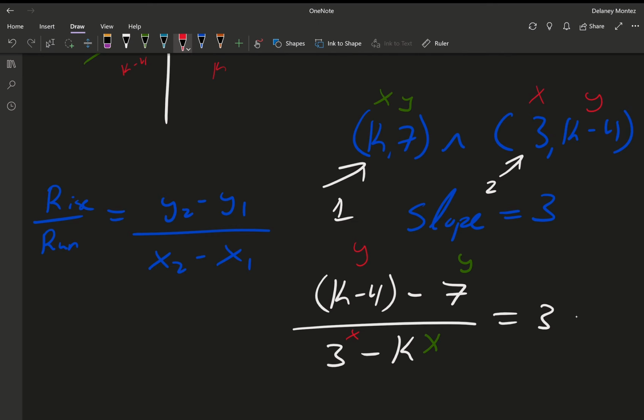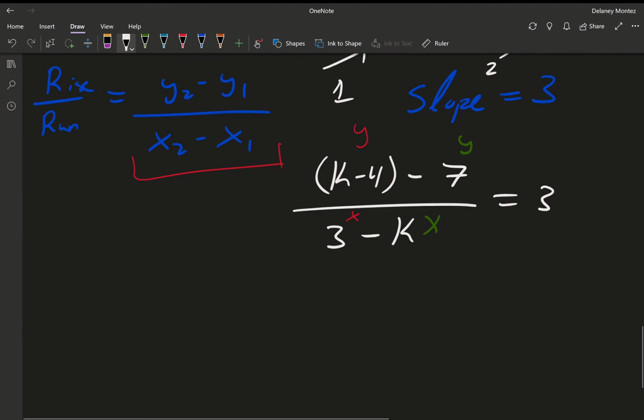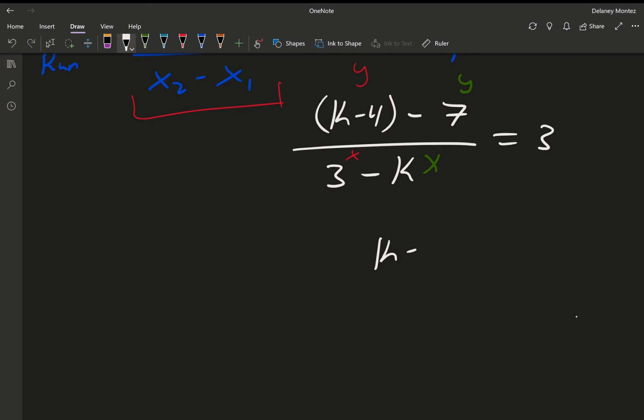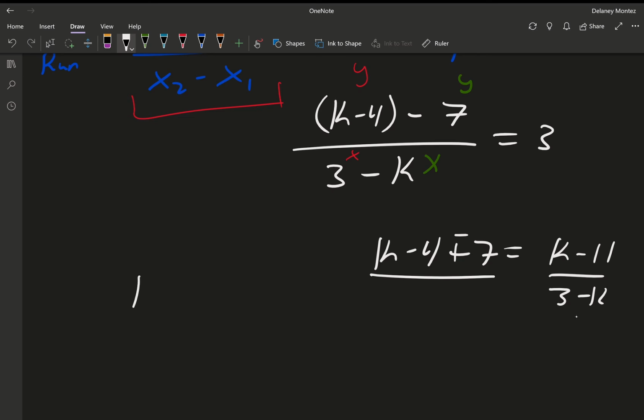So you have your y value, right? k minus 4, that goes there. You have your y value for this point, 7. You have your x value, 3, and your x value here, k. We're just applying this formula here. Okay, so if we solve this, we'll have k minus 4 minus 7, right? This gives us k minus 11, so that's on top. On bottom, we just have 3 minus k, right? So we have k minus 11 over 3 minus k equals 3, right?